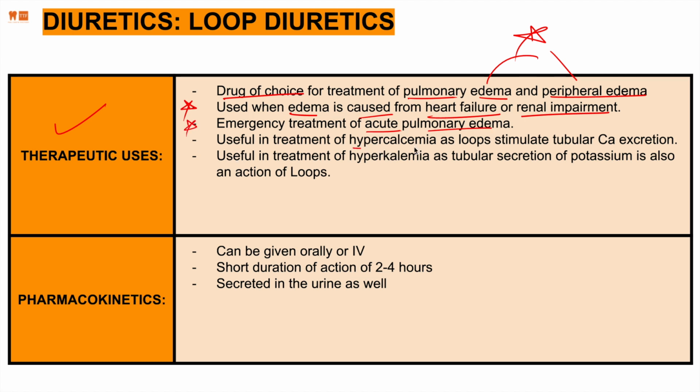Useful in the treatment of hypercalcemia, as loops stimulate calcium excretion from the body. Useful in the treatment of hyperkalemia, as tubular secretion of potassium is also in action. Right? It's all coming back, guys. It's easy to understand now, eh? Awesome. Pharmacokinetics. It can be given oral or IV. Short duration of action, 2 to 4 hours, and problem solved. And it secretes in the urine as well.